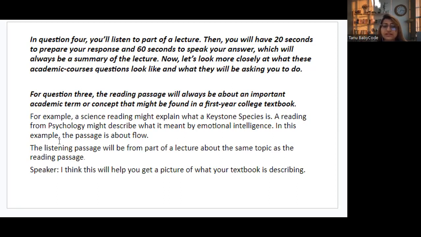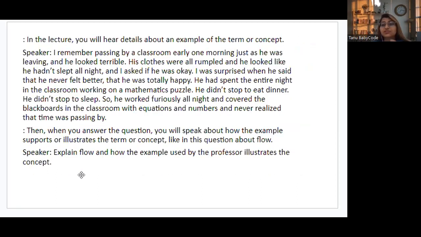In this example, the passage is about flow. You have to look for a flow. The listening passage will be from a part of a lecture about the same topic as the reading, right? I think this will help you get a picture of what a textbook is describing. In the lecture also, you will hear details about the example of the term and concept. This is most important. Now see this.